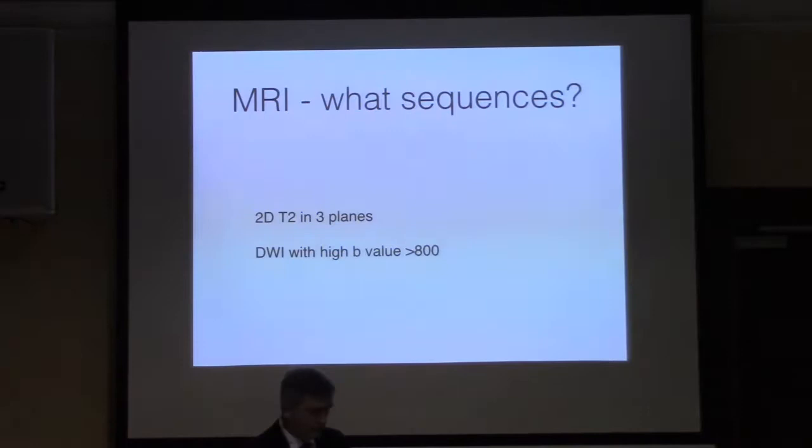So what sequences should we be doing? Well, you should be doing two-dimensional images here, T2 in 3 planes, small field of view. And in addition to that, you should have diffusion-weighted imaging with an ADC map, where your highest b-value should at least be 800.